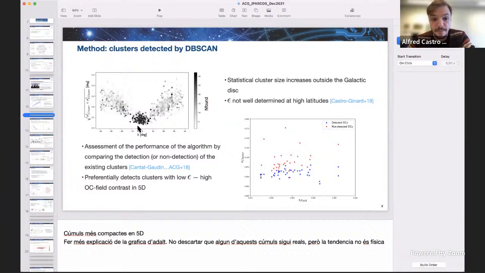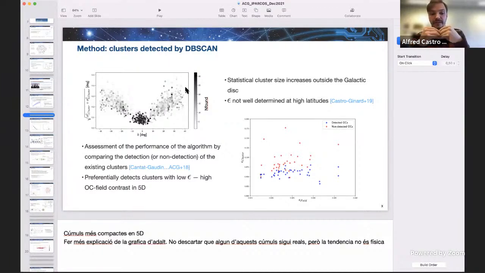And then we see that the black circles are the clusters found more times in our methodology, so more reliable clusters. And we see that in the central regions of the disk, we find these clusters to be of coherent sizes, but then this trend increases when we go farther from the disk, and we see that this is not physical. So maybe the shapes are, but the trend is not physical, right?